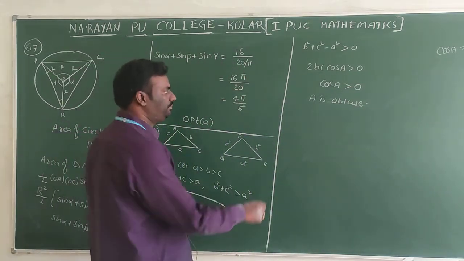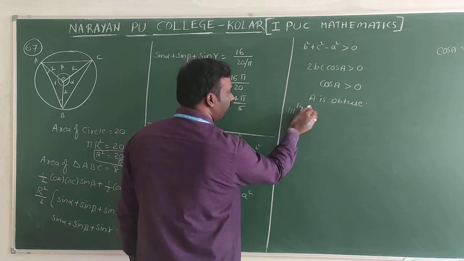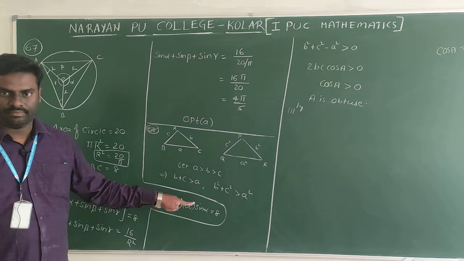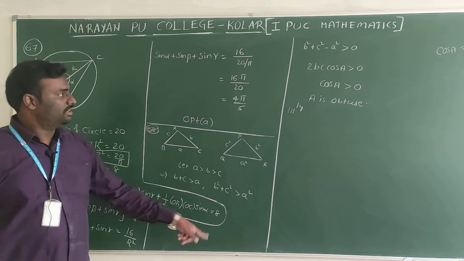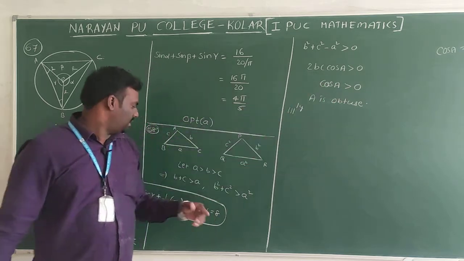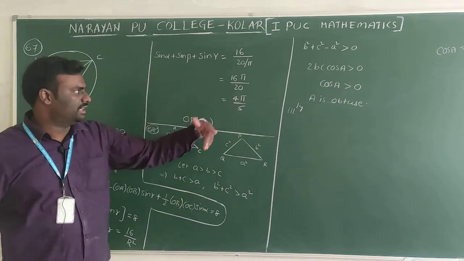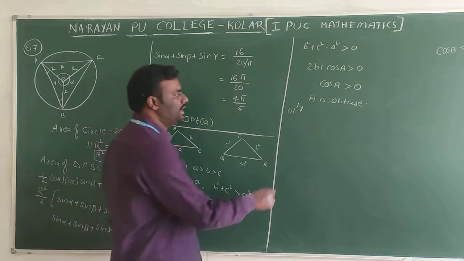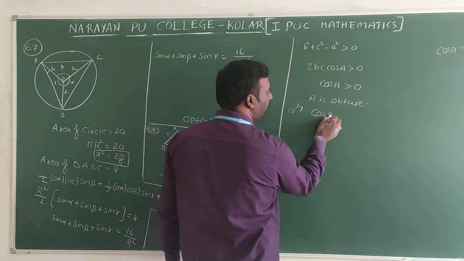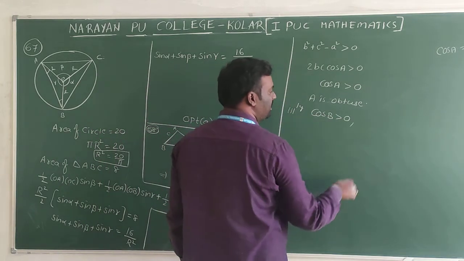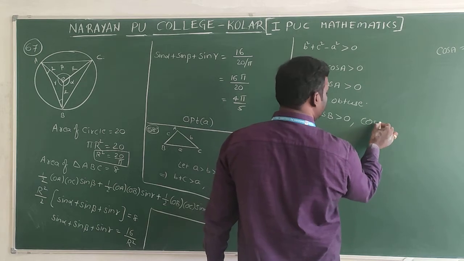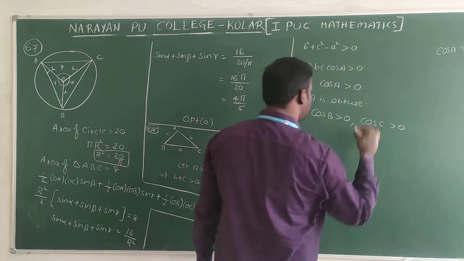Similarly, here interchange the sides. Again, if you interchange the sides, one more, cos B greater than 0. Again, you interchange the sides, one more. That's why I am not proving that. Similarly, you will get cos B greater than 0 and cos C greater than 0.